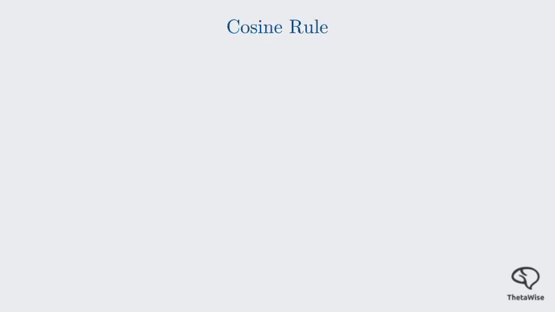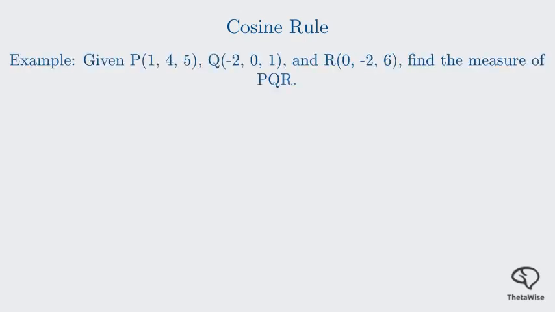Trigonometry isn't just for right-angled triangles. We can also find angles within a triangle in 3D that is not right-angled, using the cosine rule. The cosine rule allows us to find an angle of a triangle if we know the lengths of all 3 sides. Let's work through an example. We are given 3 points, P (1, 4, 5), Q (2, 0, 1), and R (0, 2, 6). We want to find the angle PQR, which is the angle at vertex Q.